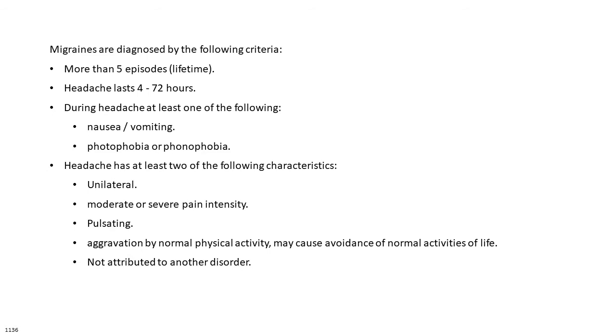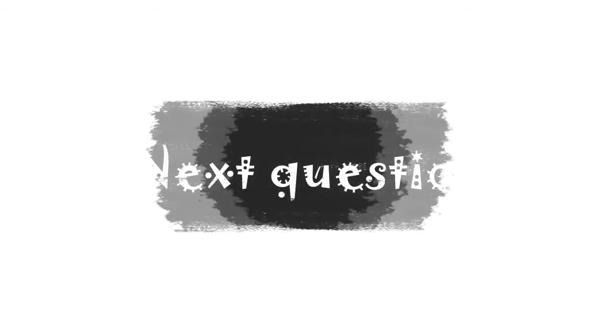During headache at least one of the following: nausea, vomiting, photophobia or phonophobia. Headache has at least 2 of the following characteristics: unilateral, moderate or severe pain intensity, pulsating. Aggravation by normal physical activity, may cause avoidance of normal activities of life. Not attributed to another disorder.